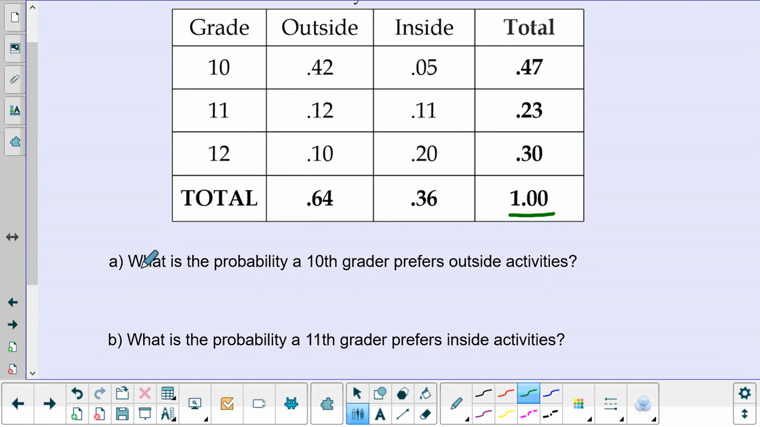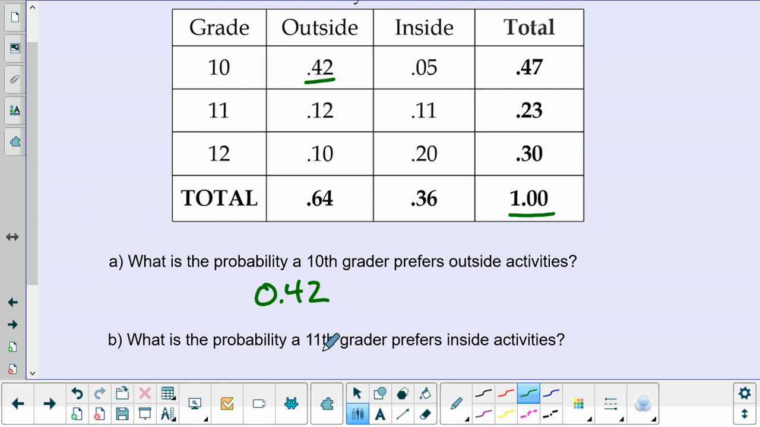So let's just look at part A. It says, what is the probability that a 10th grader prefers outside activities? 10th grader preferring outside activities is 0.42. So the probability is given to us. I don't have to do any fractions. I don't have to do any dividing. This is just a standard basic probability reading it from the table.